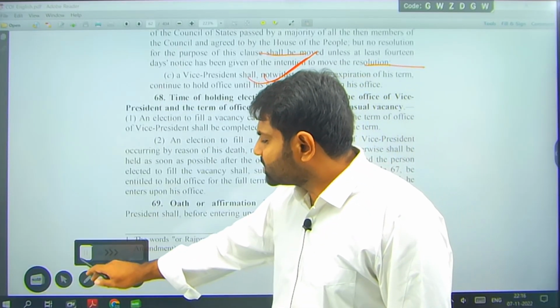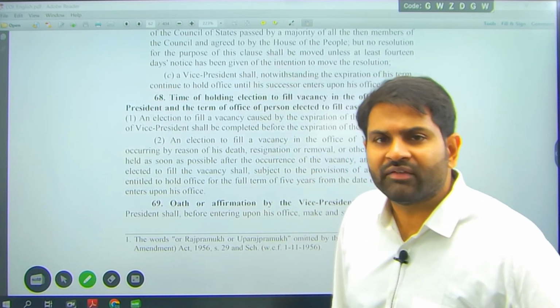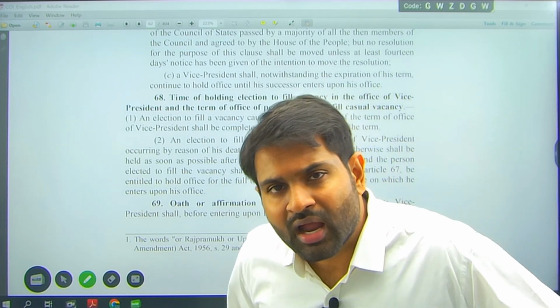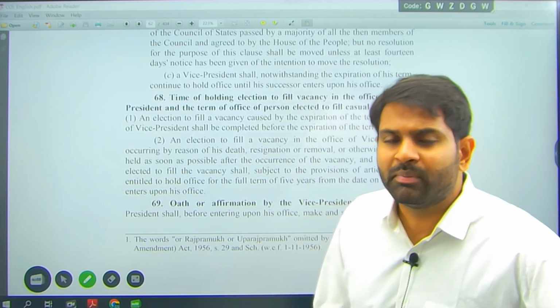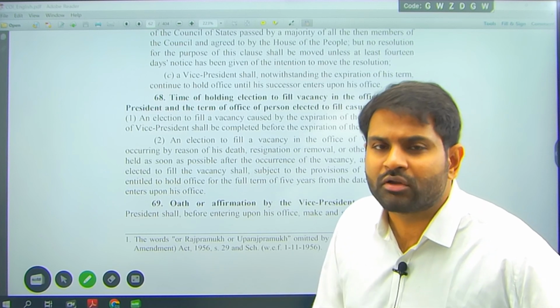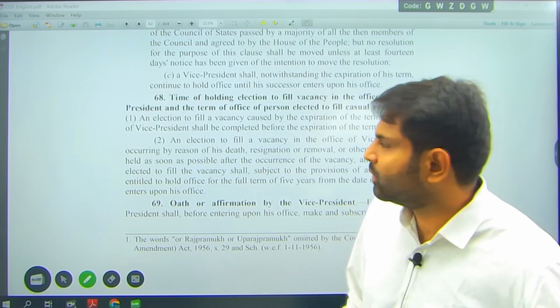Normally, the terms of President and Vice President are 5 years, but until the next person arrives, they will be sitting in the seat. Until the new election of the President happens and that person occupies the office, these people will continue. It is not rigid, that 5 years term, right? The 5 years term is not rigid. Even after 5 years, if the new President is not coming, they will be in the seat only.